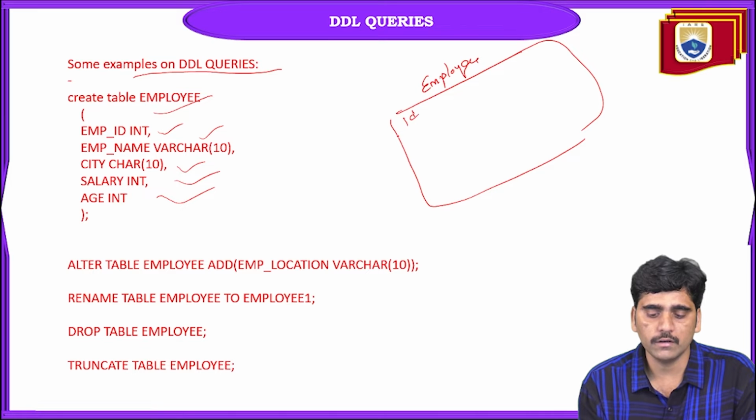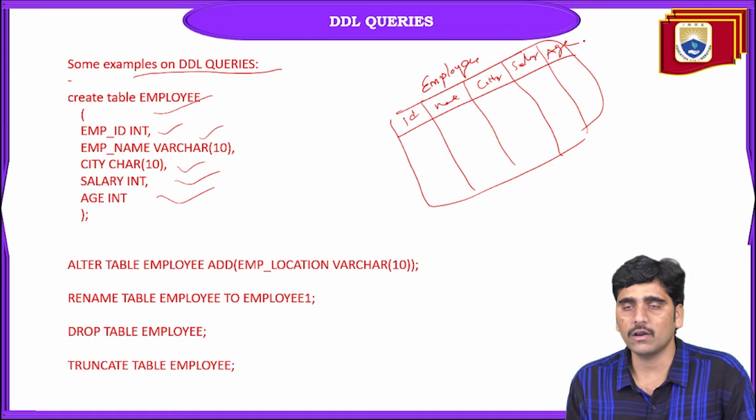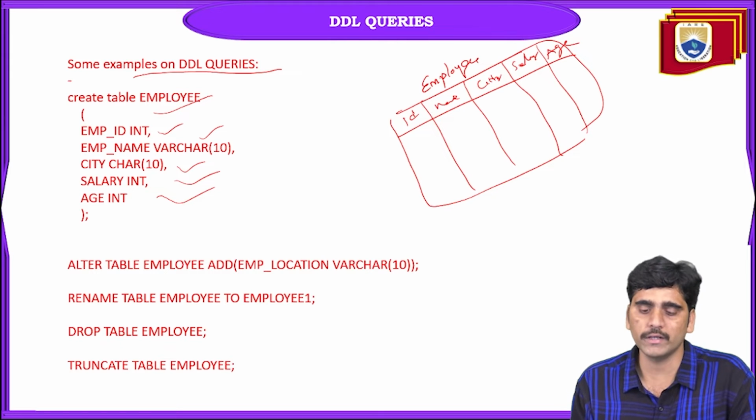Employee ID first one, and the next what? Employee name, and third one employee city, and the fourth one employee salary, and last one age. So these are the 5 columns that I created in the employee table.